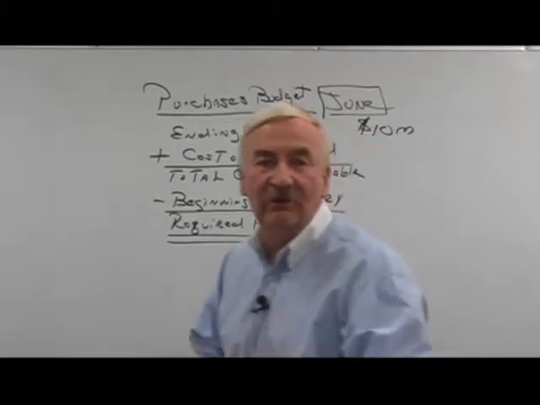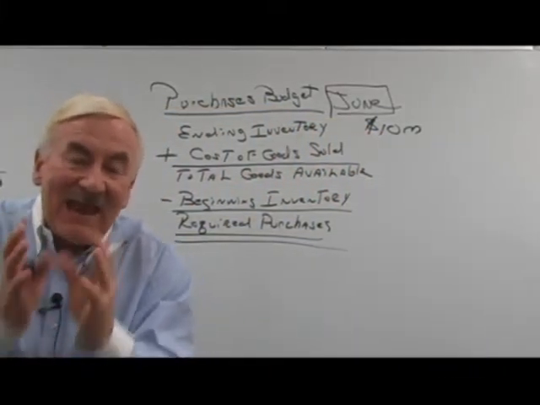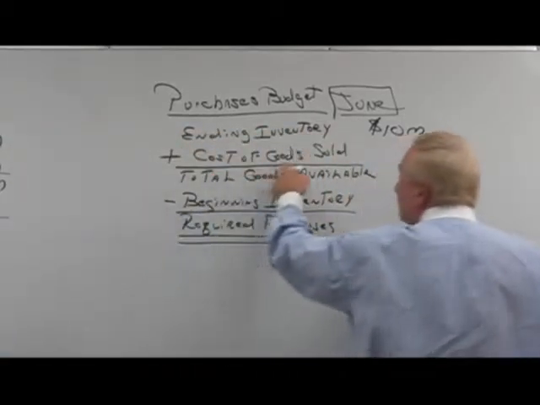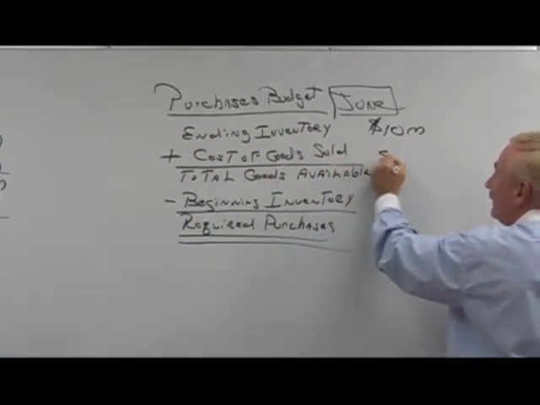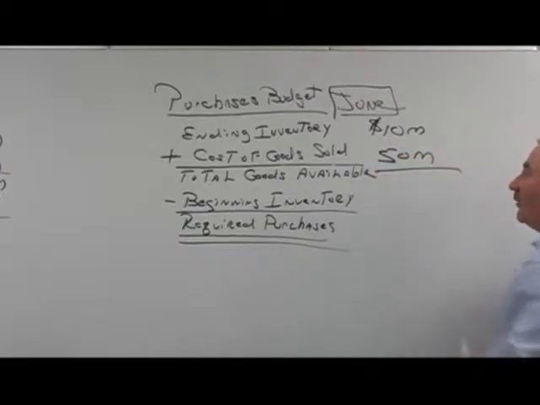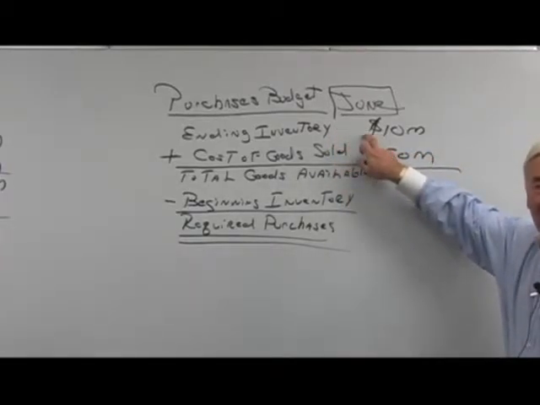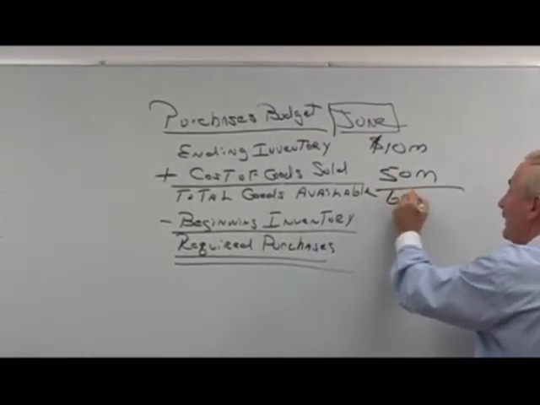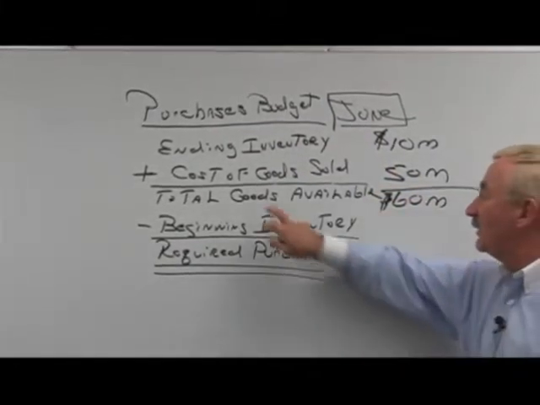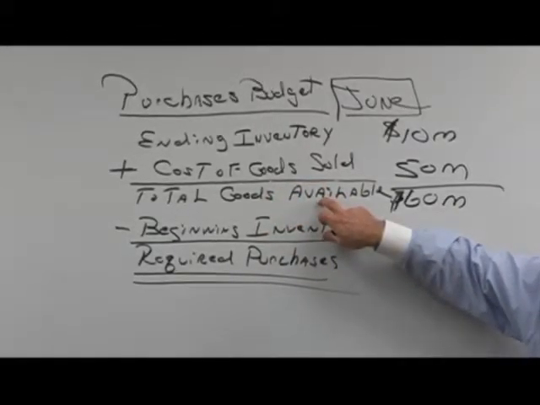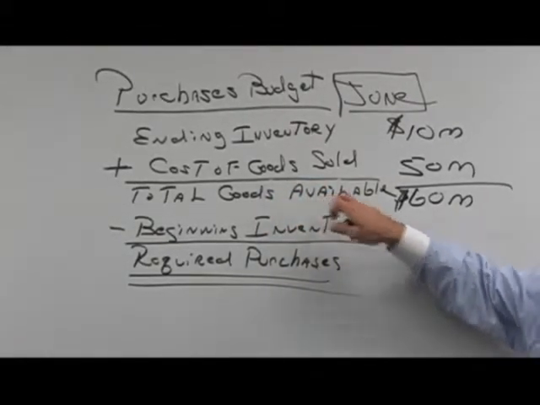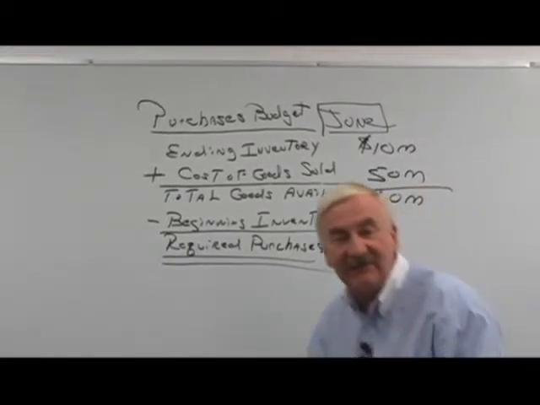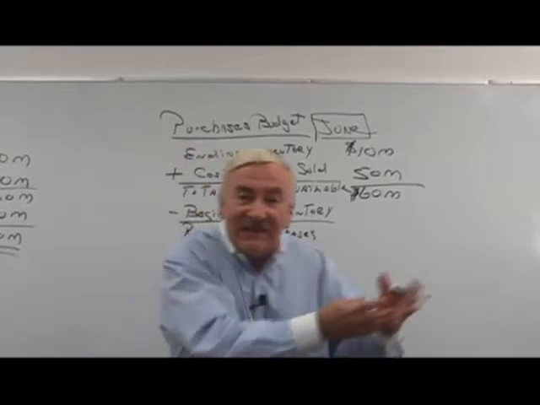But I'm going to sell goods during June also. So besides having an ending inventory, how much do I think I'm going to sell? Well, my cost of goods sold I'm anticipating will be 50 million. So if I need to end the month with 10 million and still sell 50, I've got to have $60 million worth of goods available during the month. If I have 60 million available during the month, does that mean I have to buy $60 million worth of goods because I need 60?